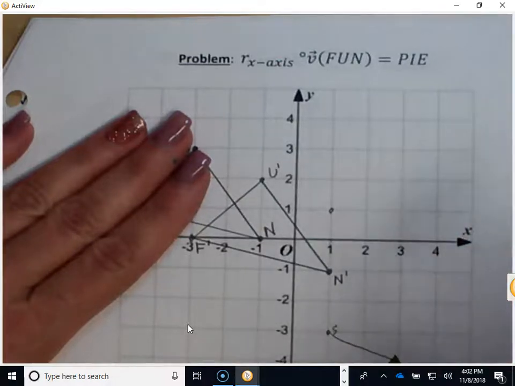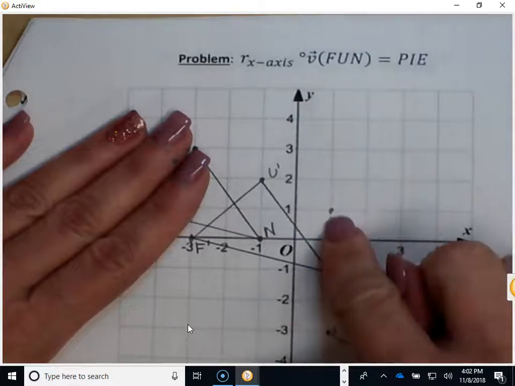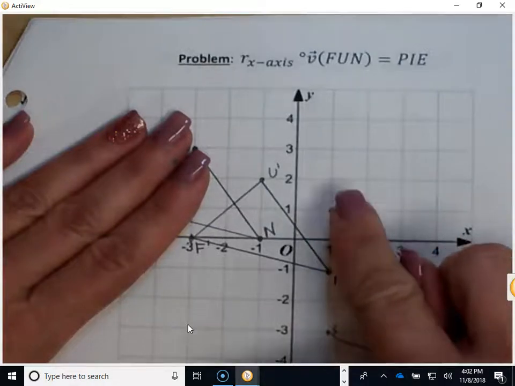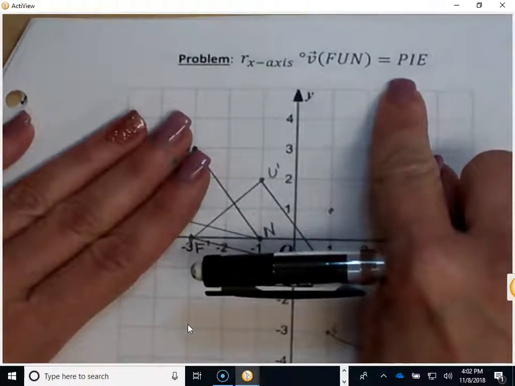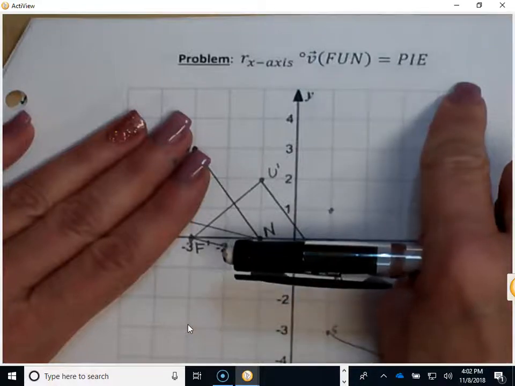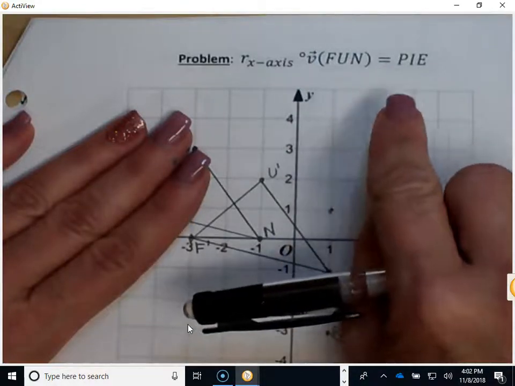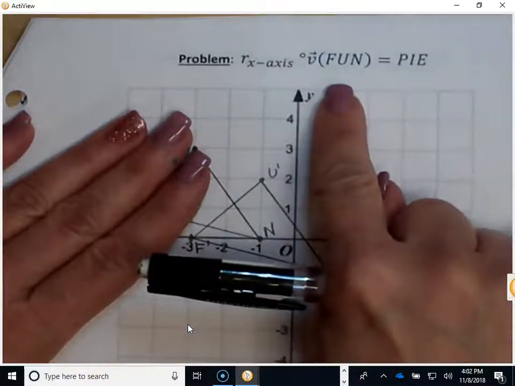However, so I go ahead and put that there, but don't call it N double prime because this will be my final point for my N. However, they want me to call these new letters, my image letters, P, I, E instead of F double prime, U double prime, N double prime. So remember, order matters.